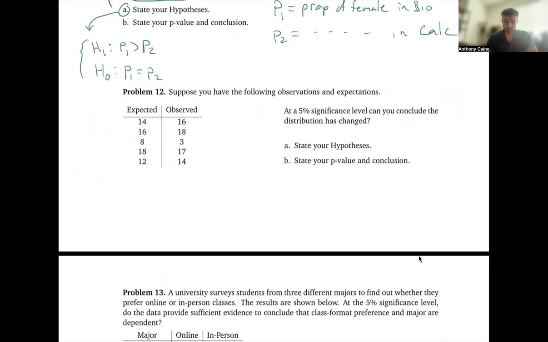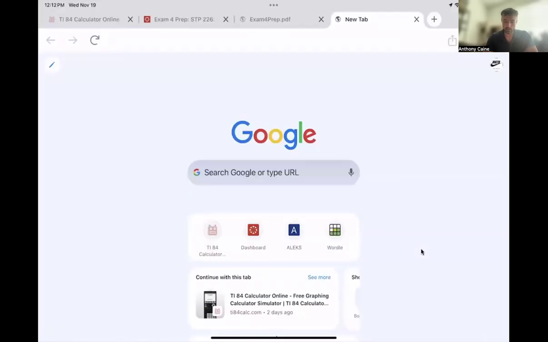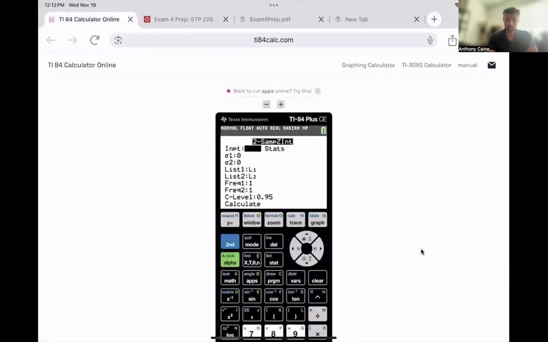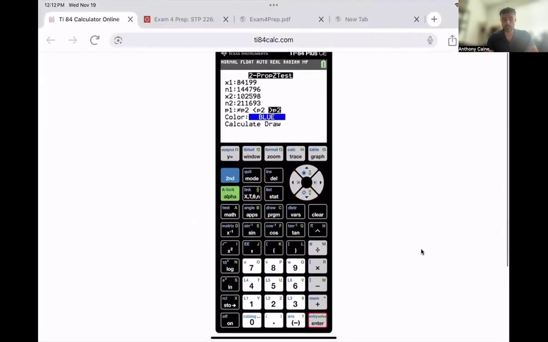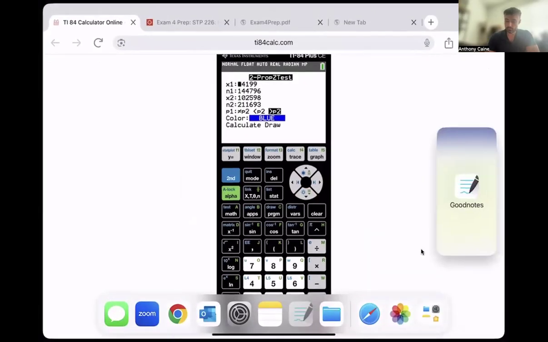Now if I were to enter all this in the calculator, I should have, here's one, great. Let's go stat, tests, and we had two proportions that we're doing a test on. So it's the two prop test. And in fact, it's all in here because I did this in yesterday's class. So I'm just entering, let me get a side-by-side going.